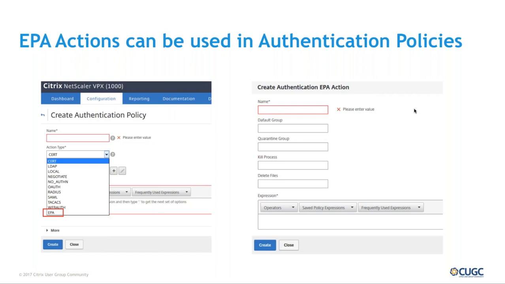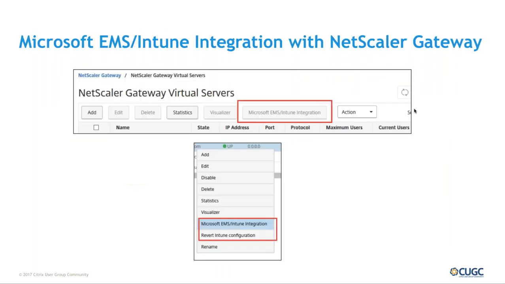Okay, when you're actually creating an authentication policy, you'll notice there's a new action type called EPA, which is endpoint analysis. When you go ahead and create one of those action types, you'll see the screen to the right-hand side where you have the default group, quarantine group, kill process, delete files, and you can specify your expression there. So this is kind of cool. This is a new thing that you can use with authentication policies. Next slide.